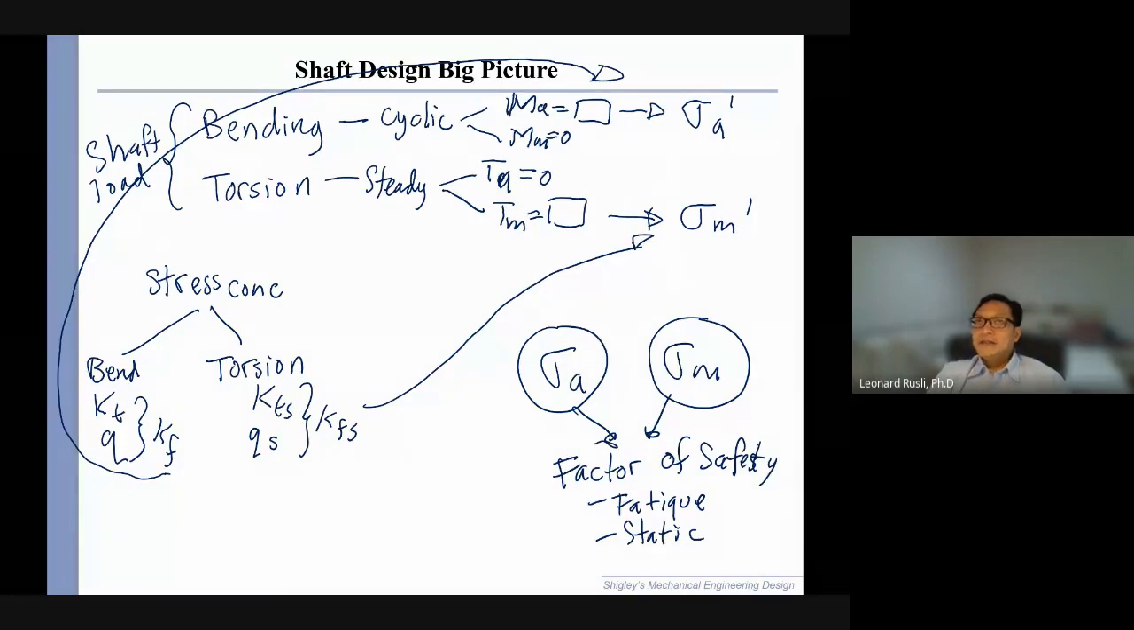Any questions? Okay, if there is no question, I think that should be enough for shaft design and analysis. We will continue to rolling contact bearings next time. Okay, if there is no questions, let's do the post quiz, post test.